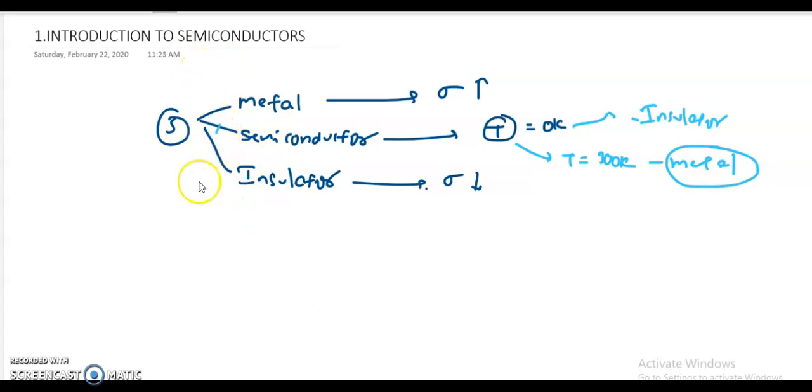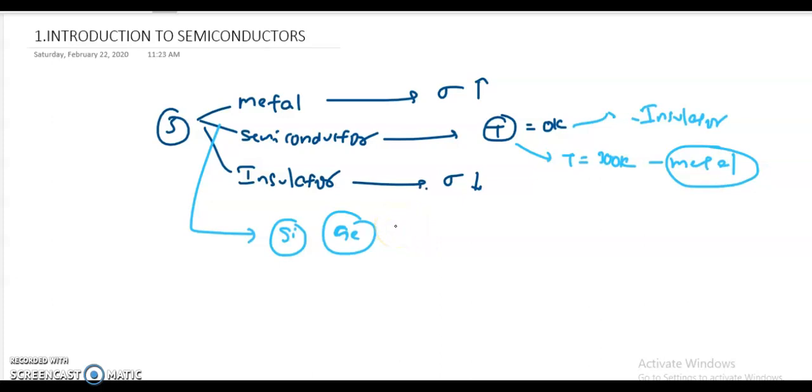Coming to the examples of semiconductors. Generally all of you know that the most familiar examples of semiconductors are silicon and germanium. But all the fourth group elements in the periodic table come under the examples of these semiconductors.